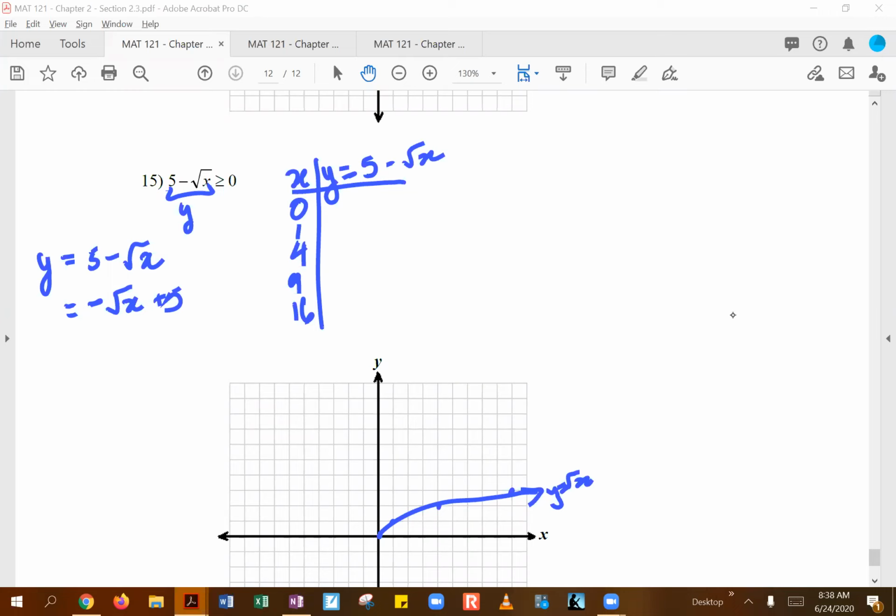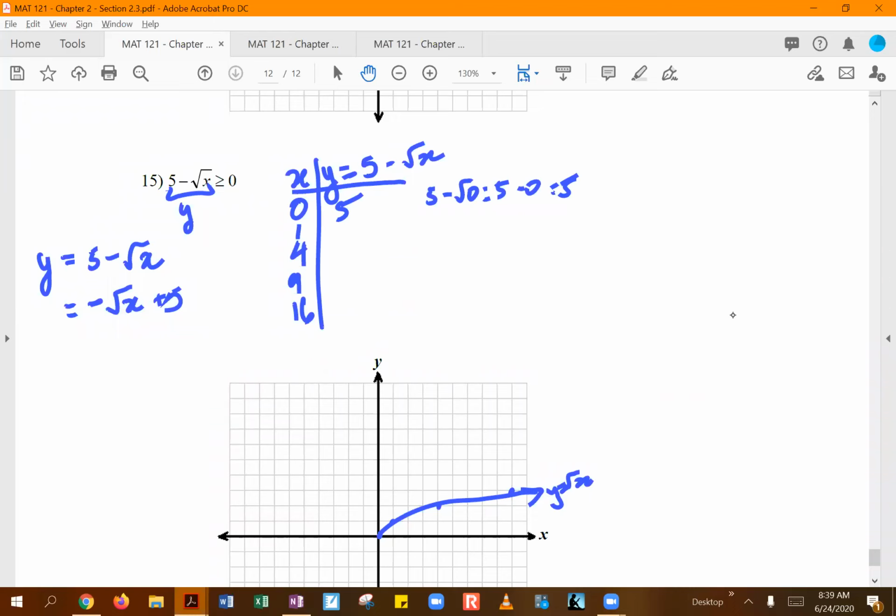Very good. Yeah, because if you think about this, your square root of 0 is going to be 0. So you're basically doing 5 minus square root of 0, or 5 minus 0, which will of course give you 5. Same thing for 5 minus square root of 1. That would be 5 minus 1, which will give you 4. 5 minus square root of 4. Square root of 4 is 2. So that's 5 minus 2, which gives you 3.